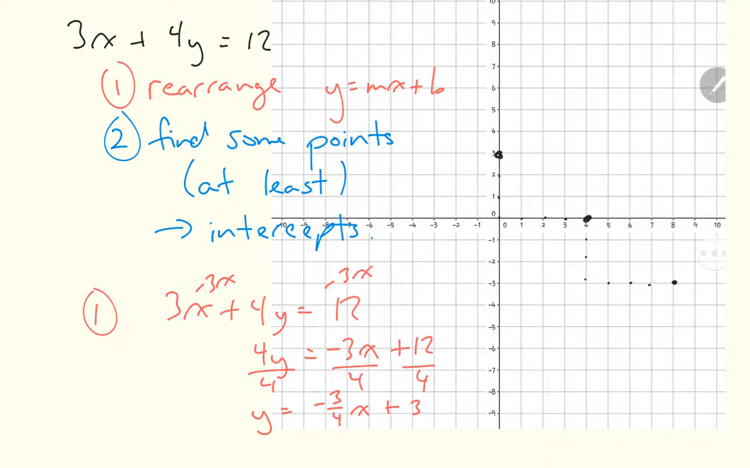And again, I like to go backwards as well. Up 3, and back 4. 1, 2, 3, 4. And we add our line. Something like this.